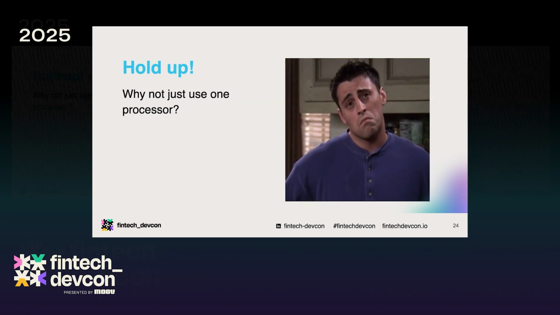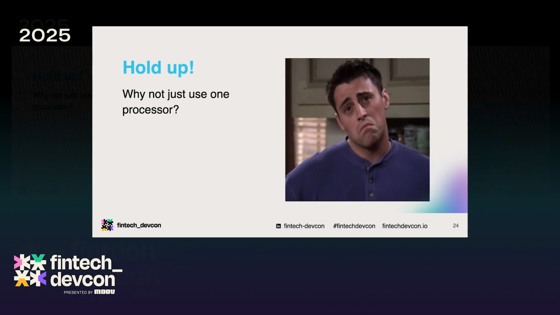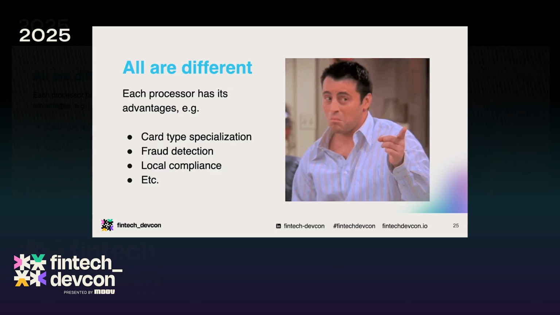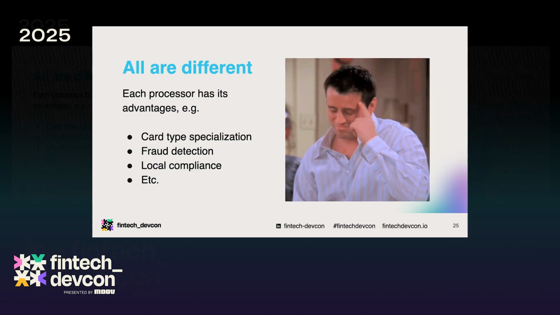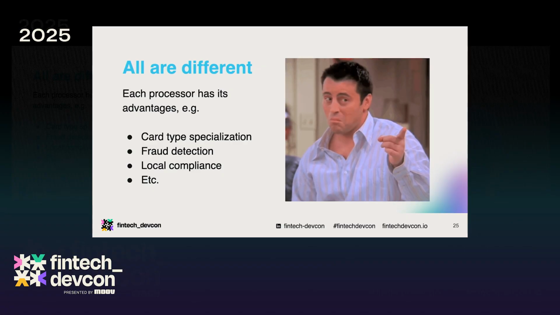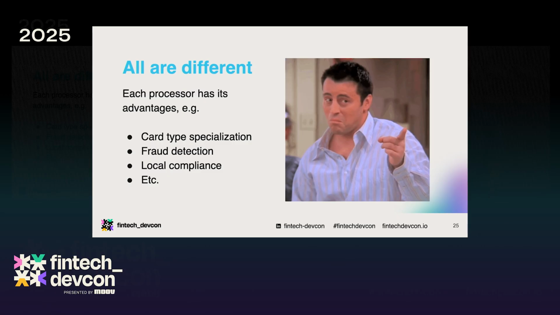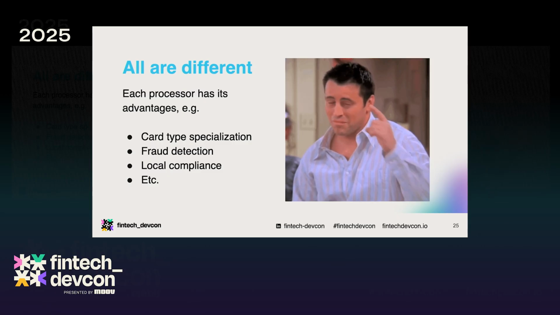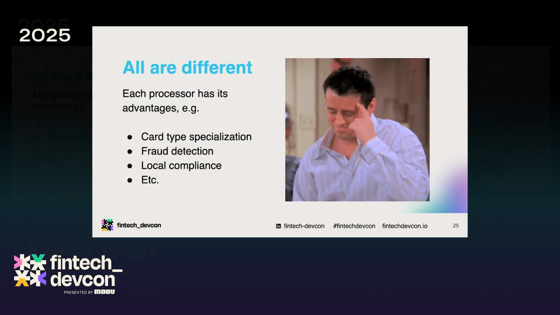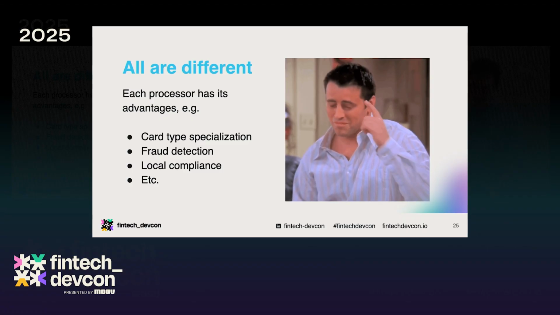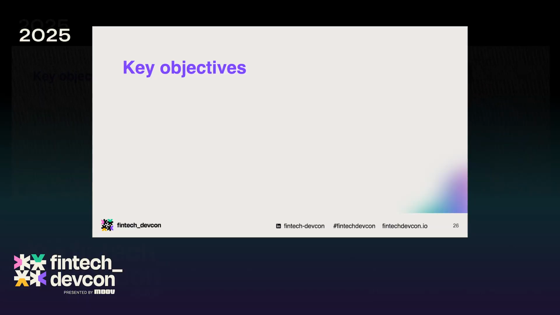Why don't we just use one processor and call it a day? Sounds simple enough. Well, like I said a little bit earlier, each processor has its own advantages, right? Some are better in processing certain card types. Some have better fraud detection for certain merchant categories. But some might also deal with local compliance for you, which can basically abstract that away from you. And if you don't have the resources to build out a completely compliant system in that region, for example, they might be able to abstract this away from you and take care of that for you at a cost, but it does help.